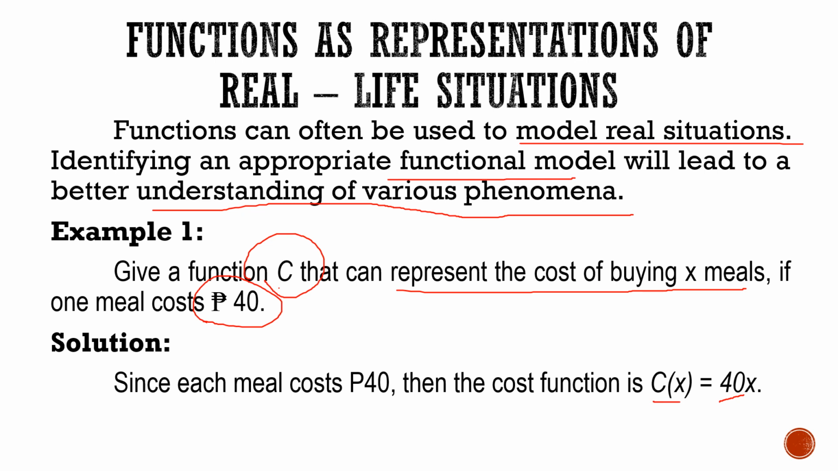Same thing up to that, when your x increases, it's automatic that the value of function c also increases because it multiplies the cost of each meal that we are dealing with. If that is 40, it depends on the number and we multiply it to 40. So that will be the value of the function c that will represent the cost of buying x meals.